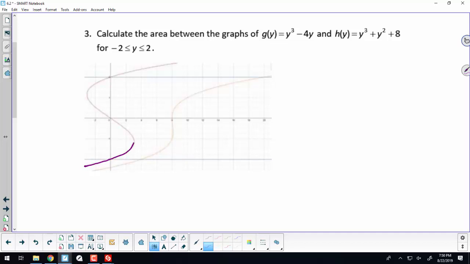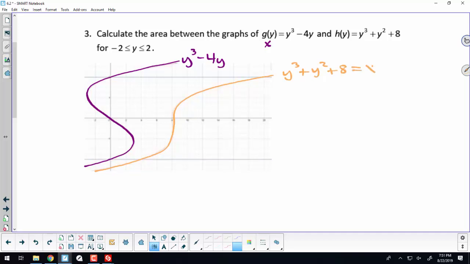I don't know if that's showing up too well. That purple curve is y cubed minus 4y, and that's defined as g of y. We could call that x, just like we call y equals square root of x, f of x. And then this function is the other one: y cubed plus y squared plus 8 equals x.